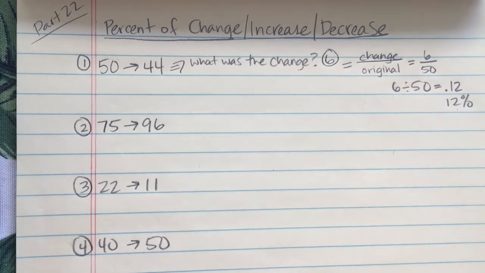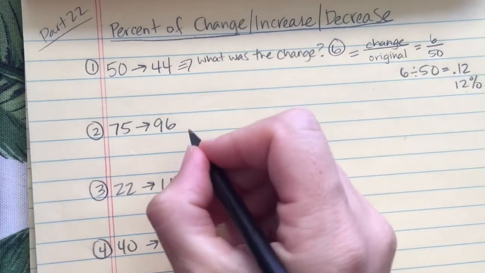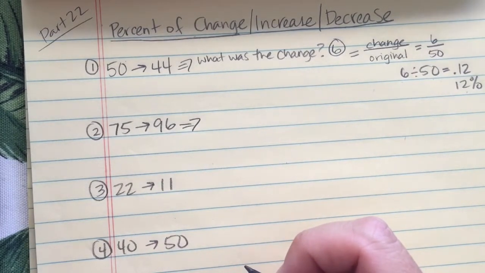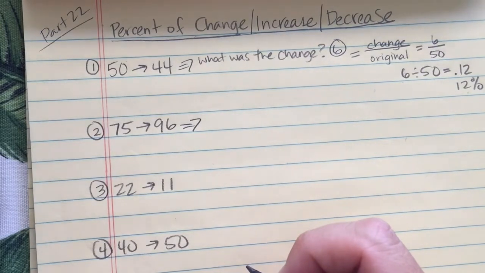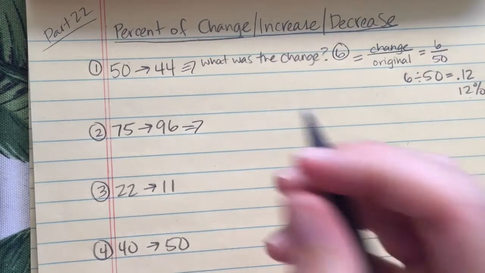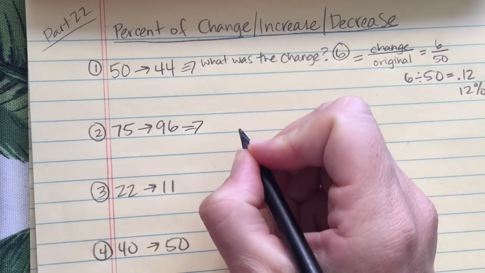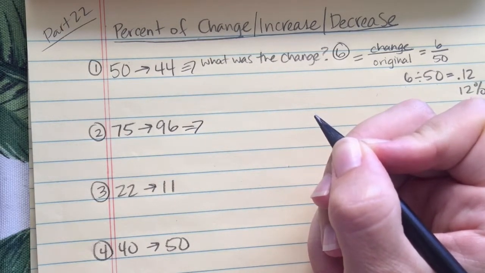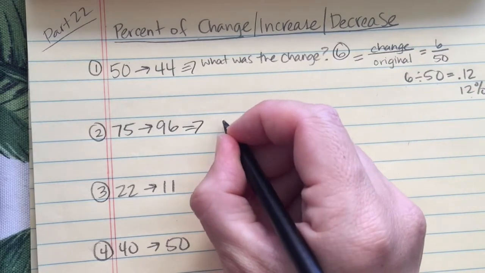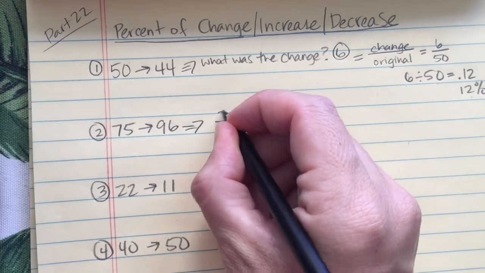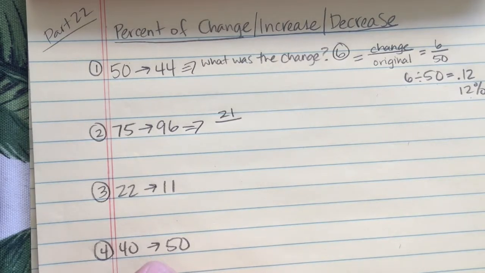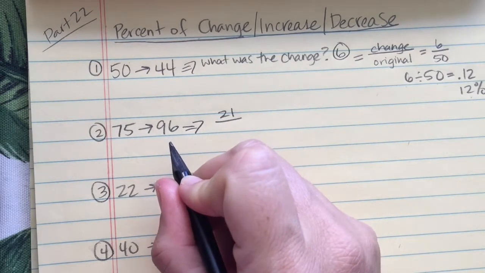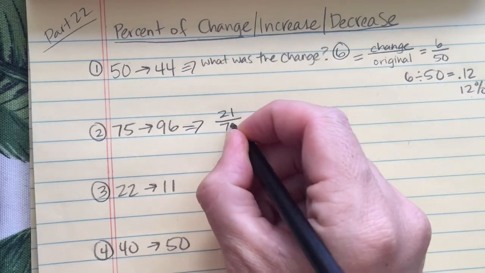Okay, let's do this one. So in this case, we went from 75 to 96. So we had an increase. So what was the change? Well, it went up by, the difference between 75 and 96 is 21. So I'm just going to make my fraction. So 21, and the original was 75.